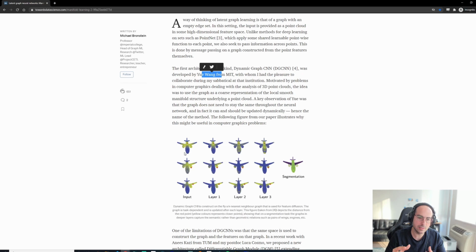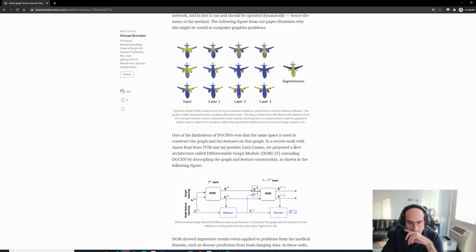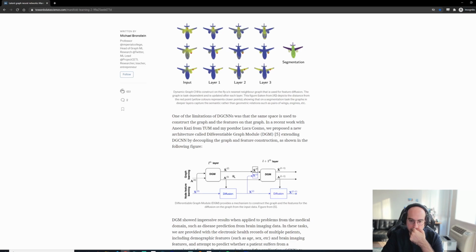And ideally, what you should see is that the end layers will have a very good understanding of what belongs where. But what's interesting is that if you look at the earlier layers, you can see what each layer focuses on. For example, at layer one, you can see that it's focusing on learning how to classify the wings, and then here it's learning to classify the rotors, like the engines. And eventually it gets to a point where you can get the segmentation you're looking for.